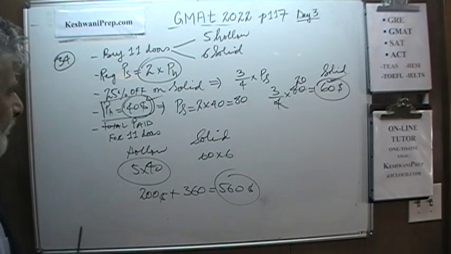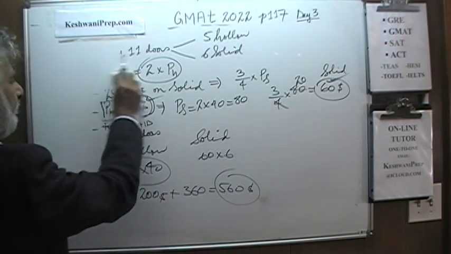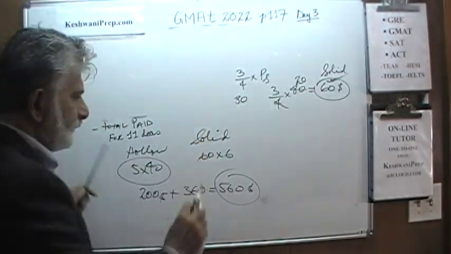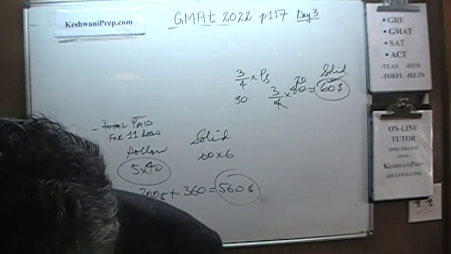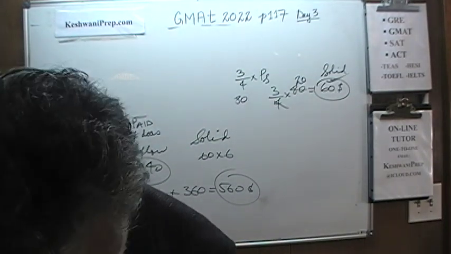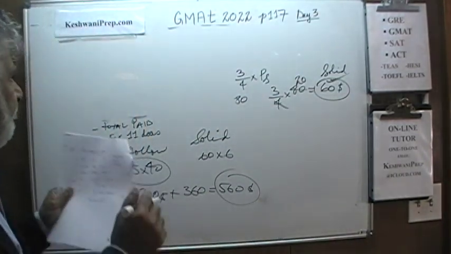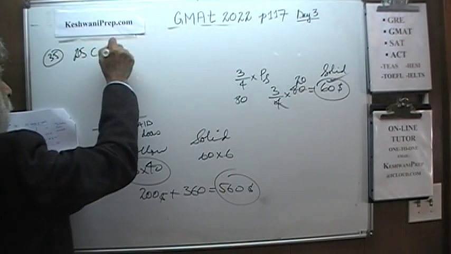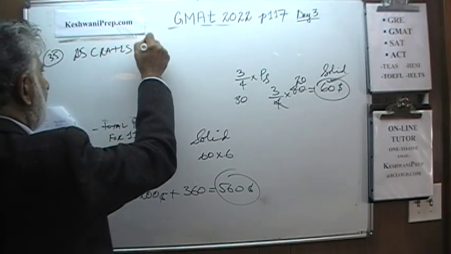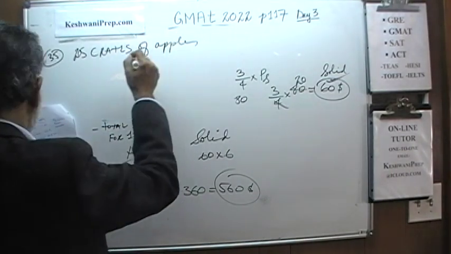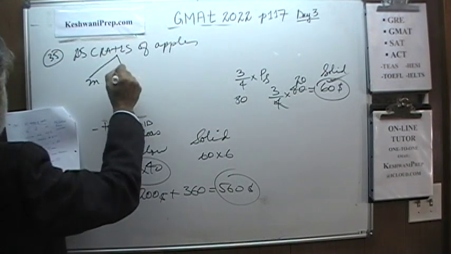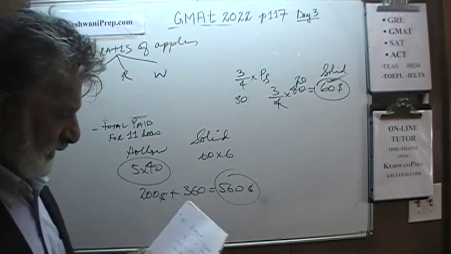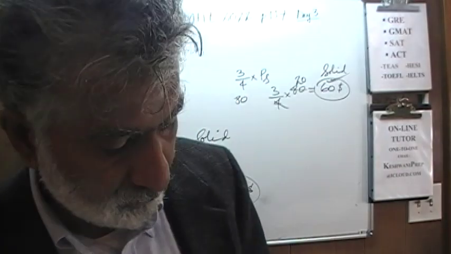Number 35. Number 35, we are going to order 25 crates of apples. We're going to order Macintosh, we're going to order Rome, and we're going to order Winesap. I have no idea what Winesap is, but that's what we're going to order.